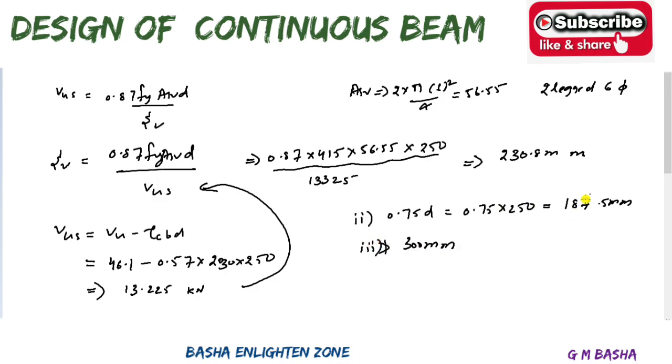Out of these three you can choose whichever is less. So the lesser value will be 230, so I will keep 230 mm spacing. So provide two-legged 6 mm stirrups at a spacing of 230 mm center to center throughout. Okay.